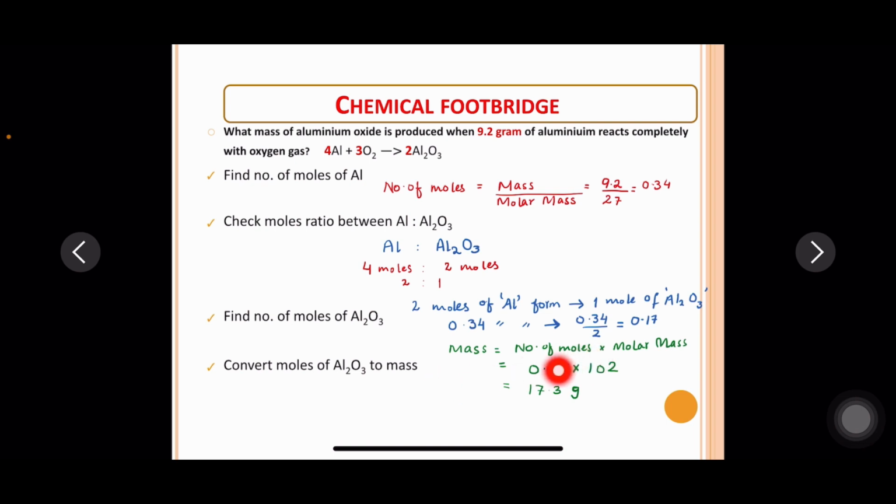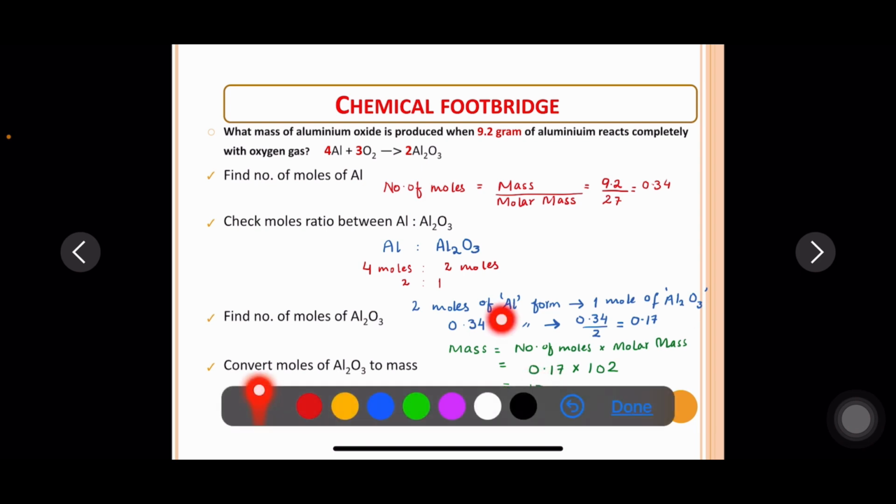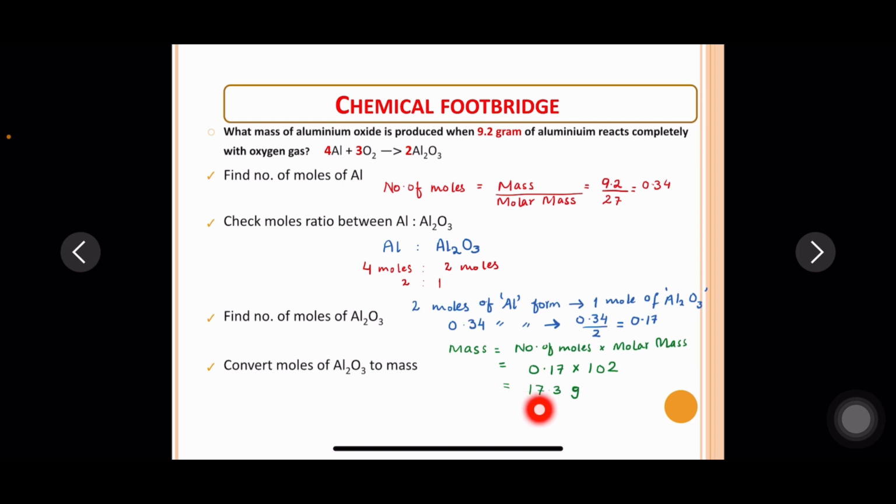Next step is to find out the mass. Mass will be equal to number of moles times molar mass. The molar mass of aluminium oxide is 102, times 0.17, that is the number of moles, and here we get 17.3 gram.